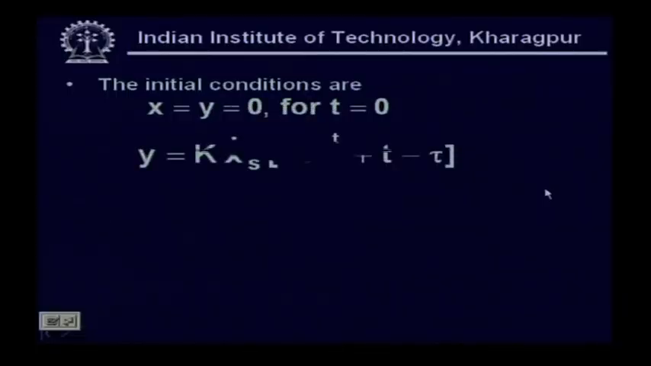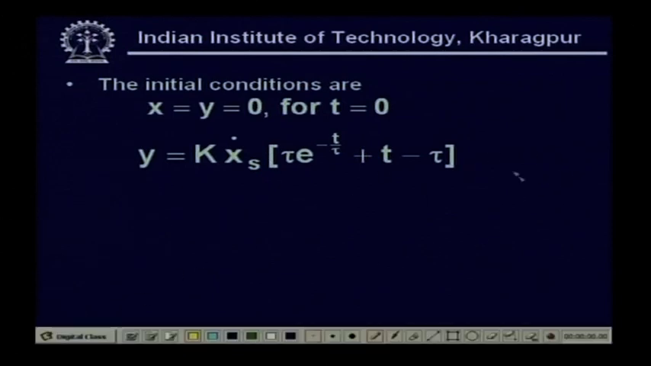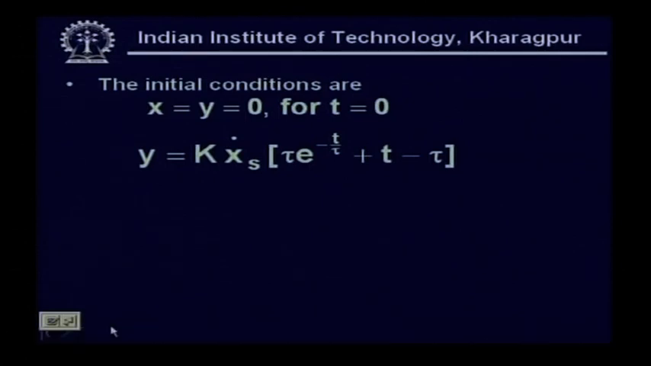The initial conditions are x equal to y equal to 0 for t equal to 0. That is quite obvious. That means, if I assume the ramp input, it does not matter, if I give an input like this one, at t equal to 0, quite obviously x is equal to 0 and y is equal to 0, and my output will look like y equal to k x s dot tau e to the power minus t by tau plus t minus tau, right.